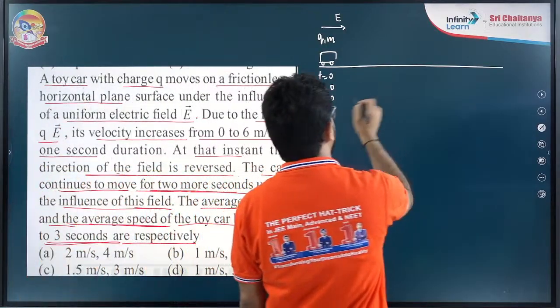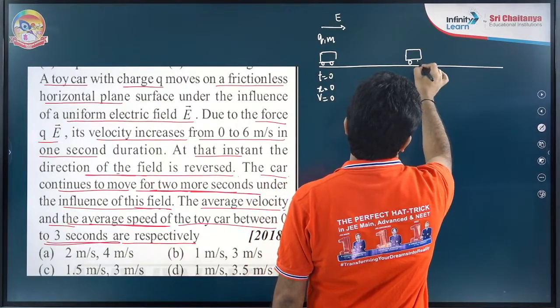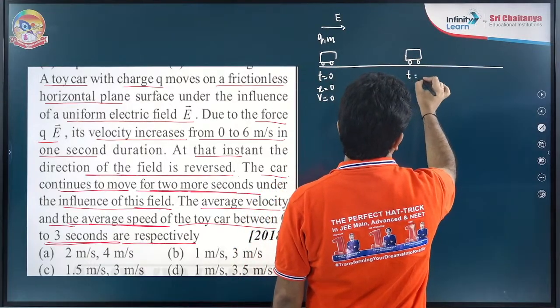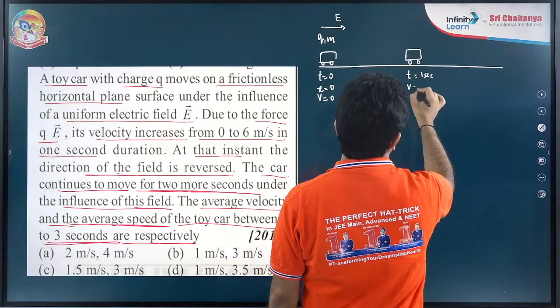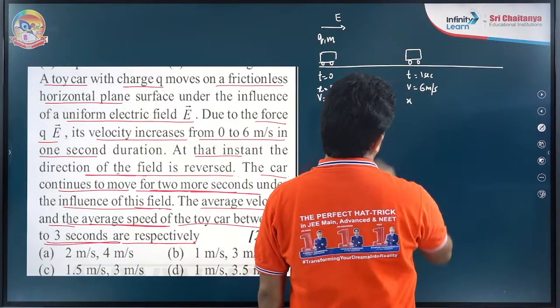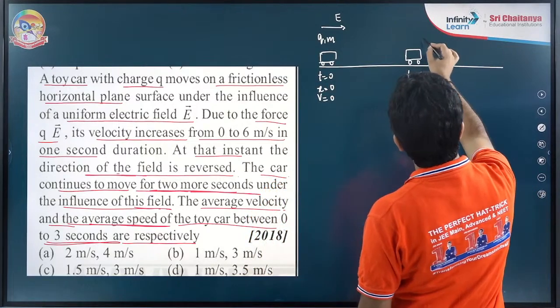That means after some time, this toy car will reach here. Now it is reaching here. This is t equal to 1 second. Its velocity becomes 6 meter per second. X is how much? I don't know. We have to calculate. Okay, now at this point, what is happening?